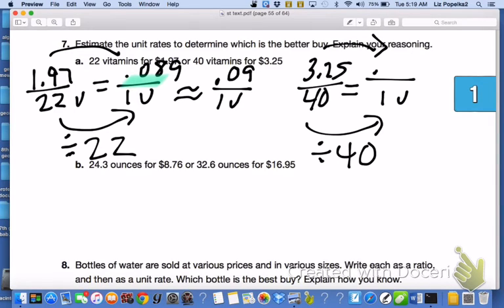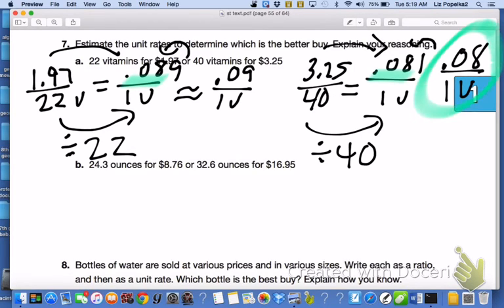So this one is going to be 0.081. Again, I just need to round those first two decimals. So in the first one, the 9 rounded up to 9, but this 1 means that it's just going to stay at 8 cents for one vitamin. So not a huge difference, but the second one is still a little bit cheaper. If I'm explaining my reasoning, I would say that this one is 8 cents for one vitamin, while this one is closer to 9 cents for one vitamin. So the 40 vitamin pack is the better deal.